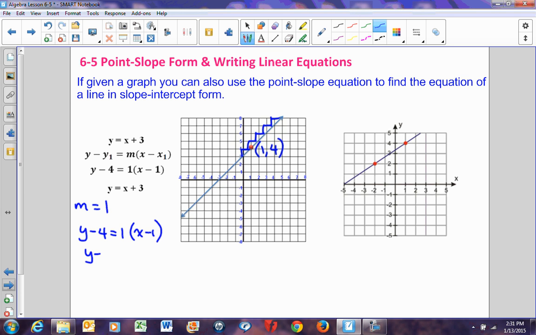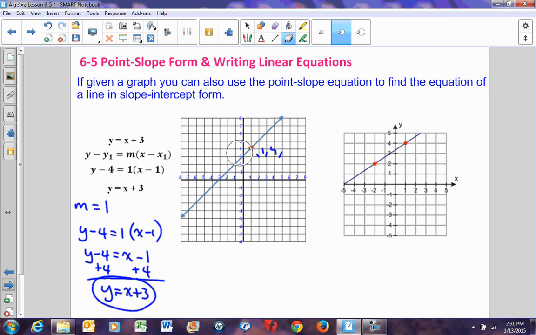Distribute through, y minus 4 equals x minus 1. Add 4. So y equals x plus 3. Simple, easy, straightforward. And we technically could have gotten that off the graph, because if I erase all this stuff, if you look at my graph right here, where's my y-intercept? It's right there at 3. So I could have read that off the graph and put it in y equals mx plus b, because the number in front of x is m, and this is my y-intercept b.